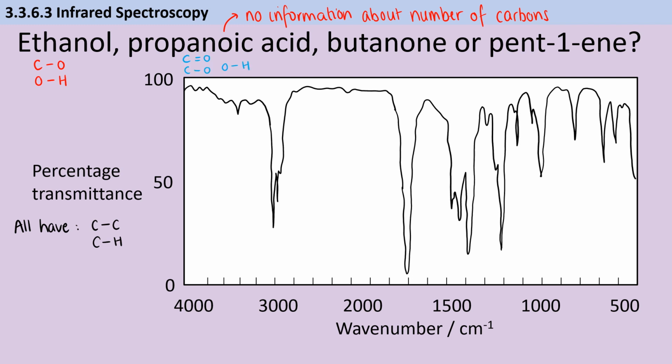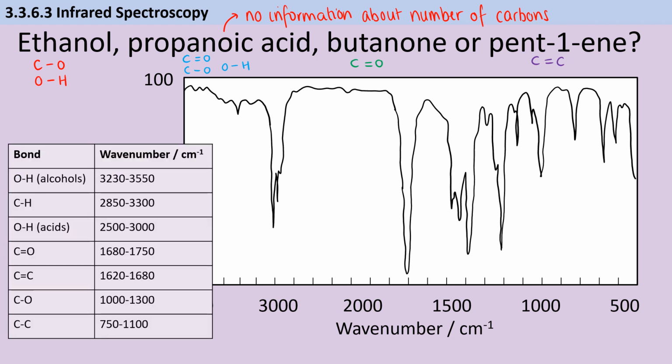Then for the carboxylic acid, I've got both double and single bonds from the carbon to the oxygen, and then again that OH group, although it's in a different background, so the peak won't be in quite the same place and won't look quite the same. Then for the ketone, I've got the carbon-oxygen double bond again, and for the alkene, I've got a carbon-carbon double bond. So I need my list of those different bonds. I'm just going to look and see what I can find.